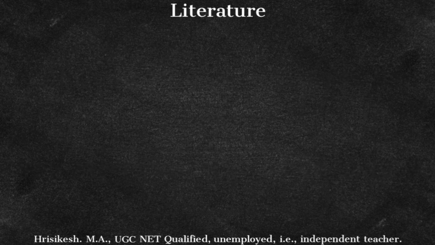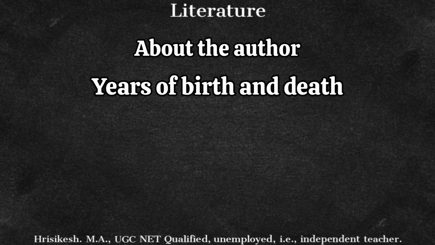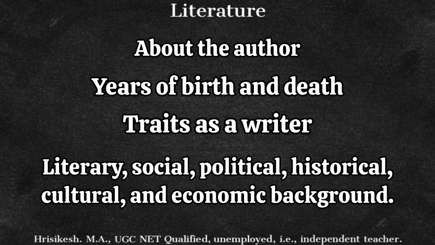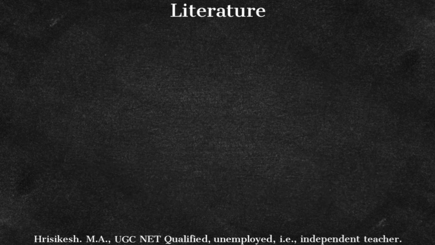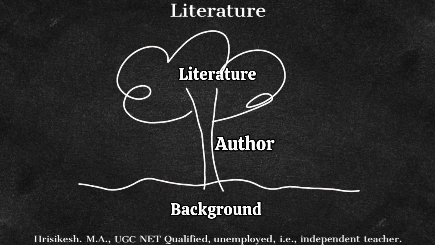The author is a product of his time. So briefly introduce the author, mentioning his full name, years of birth and death, mention his specific traits as a writer, and then move on to explain the literary, social, political, historical, cultural, and economic background of the time that influenced the author. Remember, the background is like the soil, where the author stands as a tree on that soil, and the literary piece is the fruit produced by the tree which is influenced by the soil. That is why background is important. Try to explain the background's influence on the text.